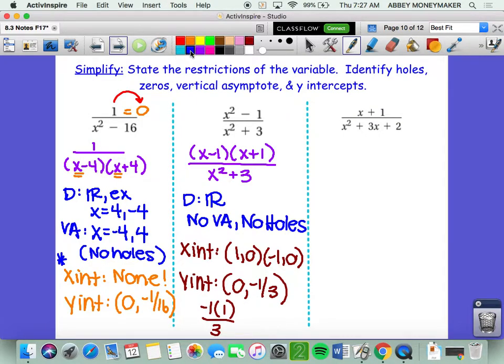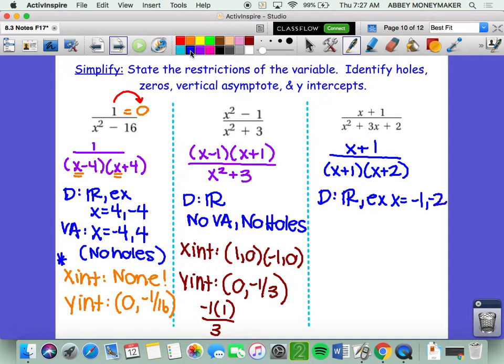All right, let's try this last one. I need to factor. And I'm going to state my domain restrictions. All real numbers except when x equals negative 1 and negative 2. Now, before I get carried away with the x and y-intercept, I need to talk about the holes versus the asymptotes. Do any of my factors on the bottom cancel out with a factor on the top? Yes. Those x plus 1s cancel. So what does that mean? I have a hole when x equals negative 1, but I have a vertical asymptote when x equals negative 2.